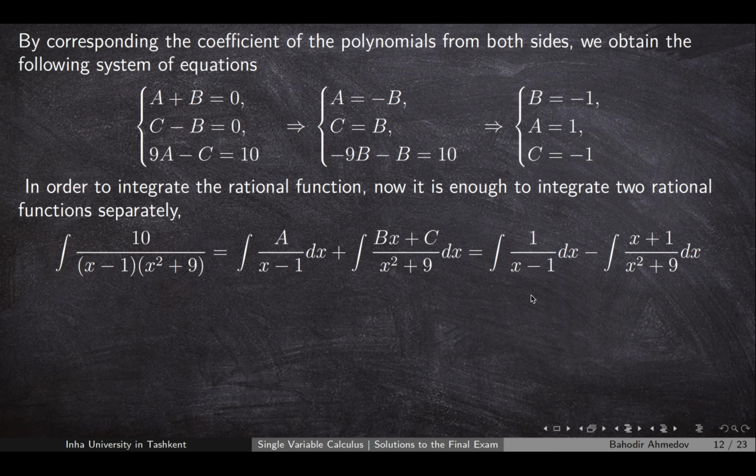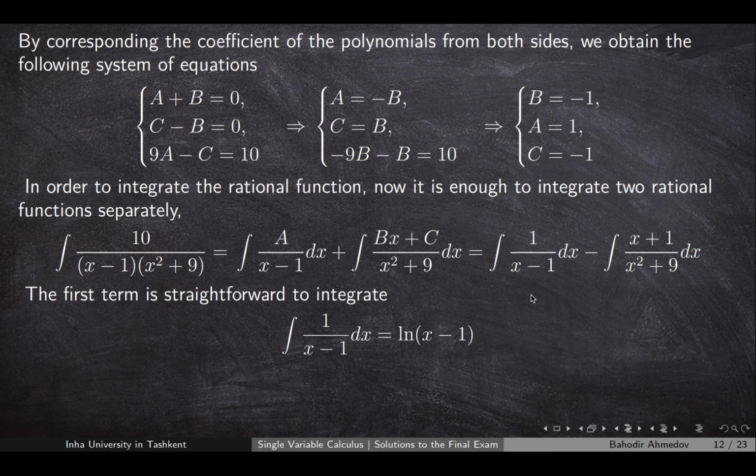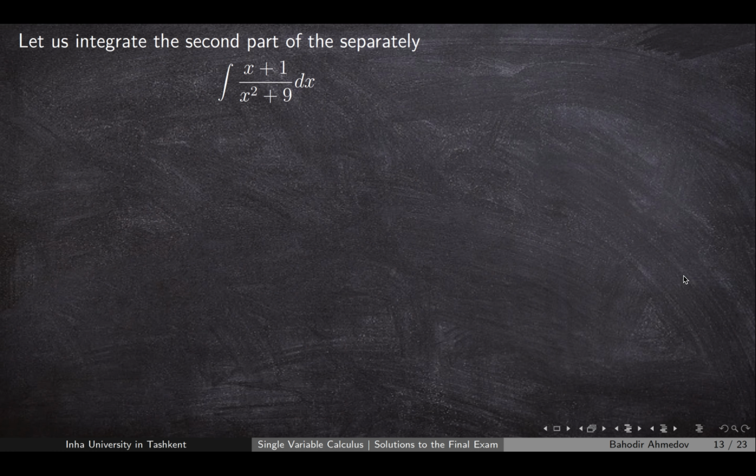So the first integration, the first term, is very straightforward, right? So this is going to be simply ln of x minus 1 plus some constant. And the second one, which is x plus 1 over x squared plus 9, is going to be integrated in the following way. So I'm going to again separate this integration into two parts. I'm going to divide x squared plus 9 into the x plus 1 divided by x squared plus 9. So I would like to write this integration as this integration plus this integration. So indeed this rational function plus this rational function is going to give me x plus 1 over x squared plus 9 because they have the common denominator.